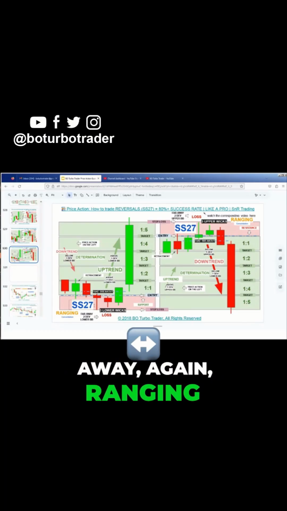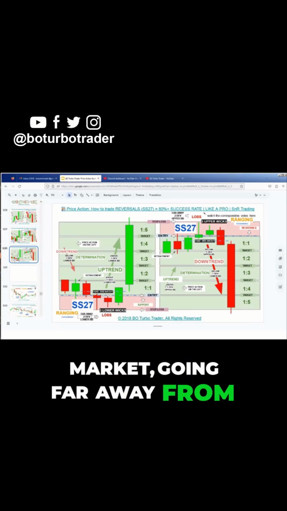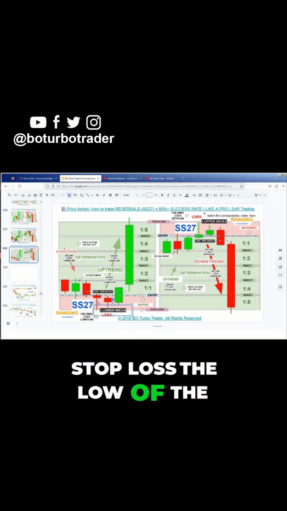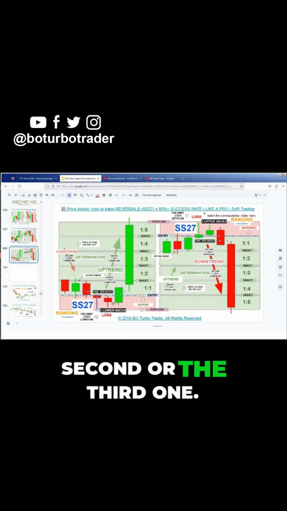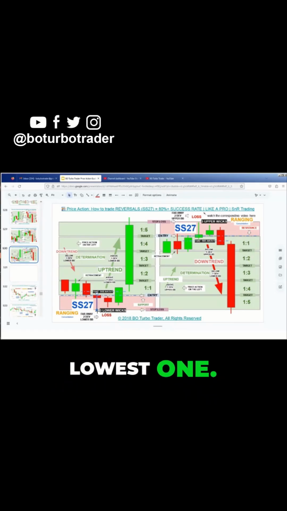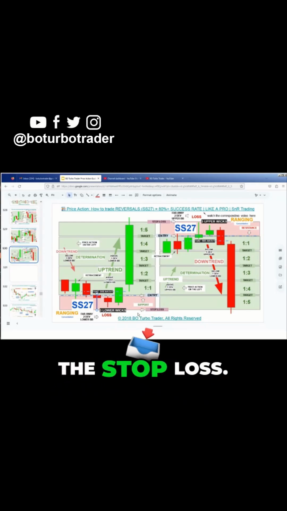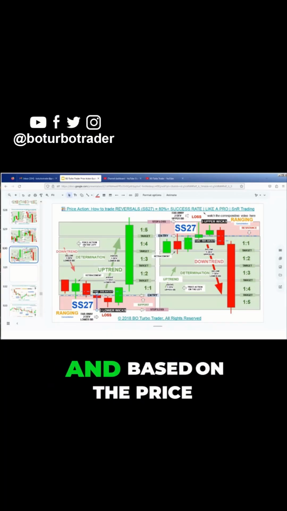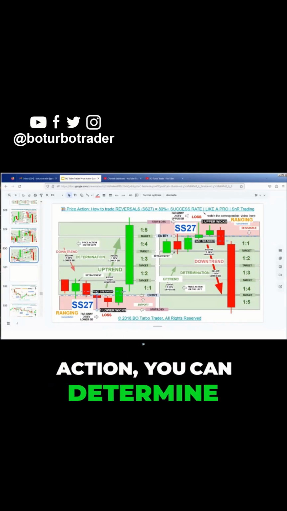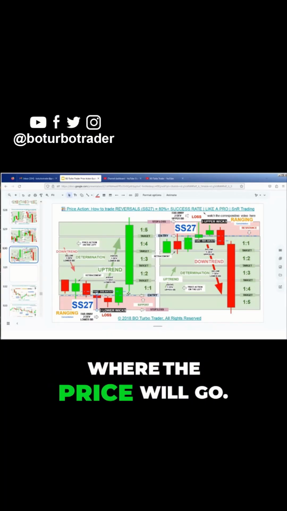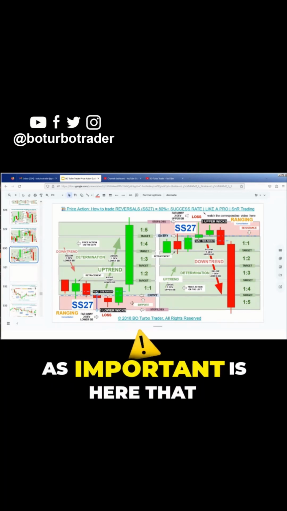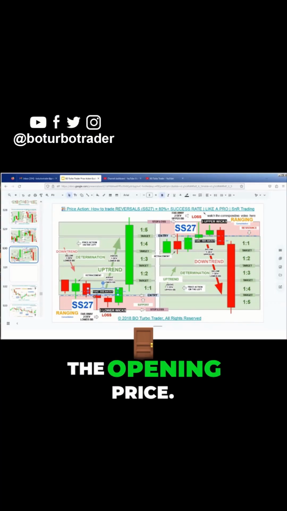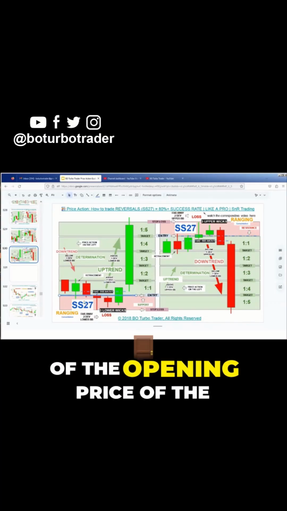far away, again, ranging market, going far away from the 2 deviation Bollinger Band, and then you take as a stop loss the low of the first candlestick or the second or the third one. You have to see which is the lowest one, and this is where you put the stop loss, and then obviously you can see the target, and based on the price action you can determine where the price will go.